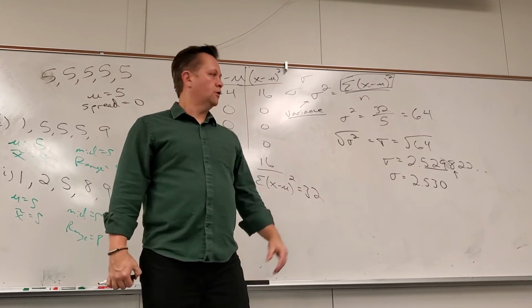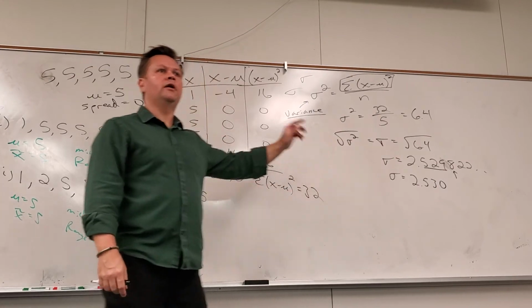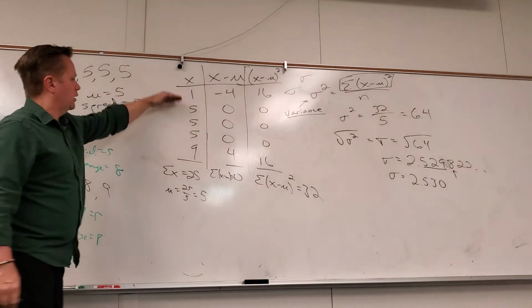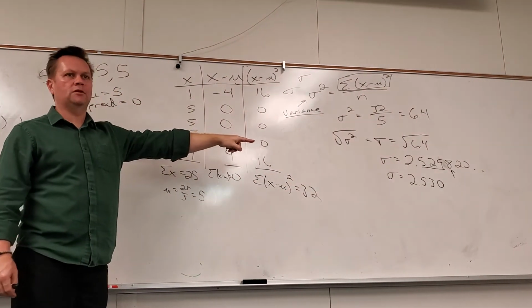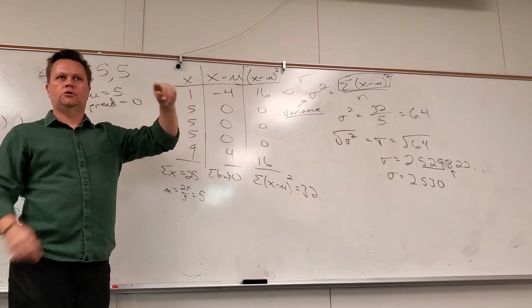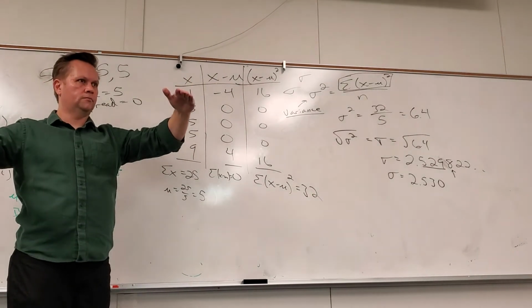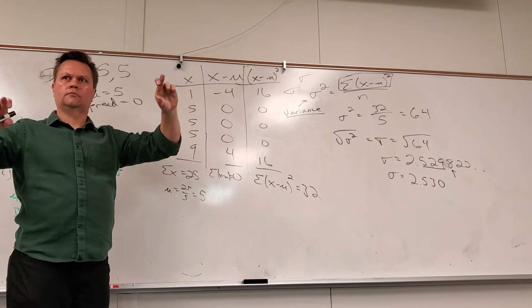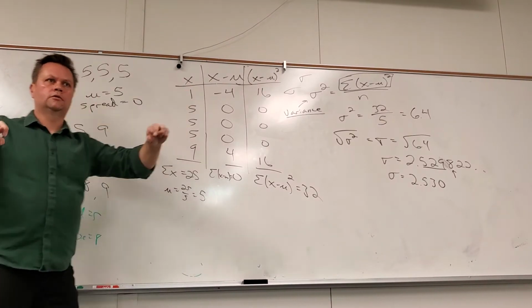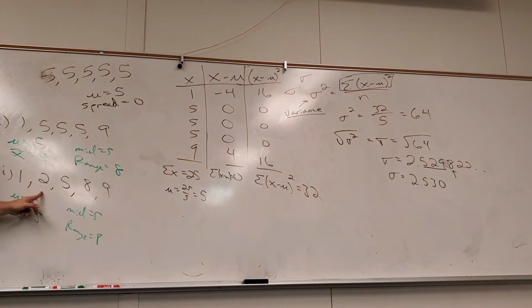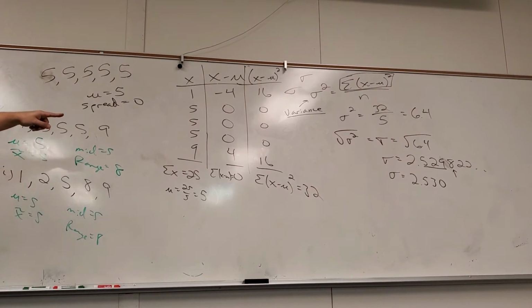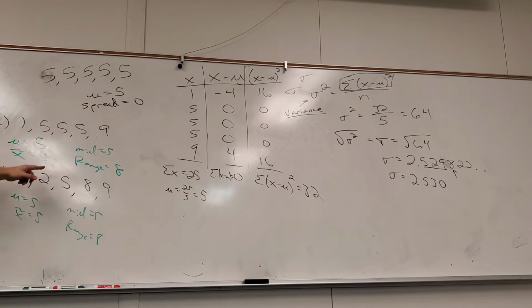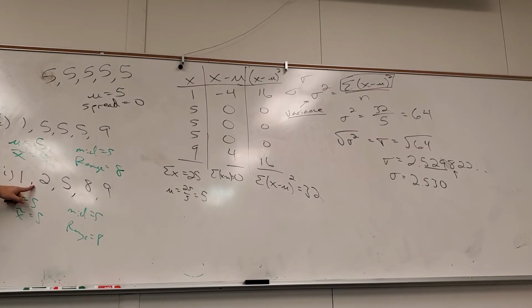So what that number means is on average, every data point gets 2.5 steps away, 2.5 away from the middle. I like it. So if we did this one, would our answer be bigger or smaller than 2.530? The second one? If we did the second one, it would be bigger, right? Bigger, because it's got a bigger spread. We said that a while ago.